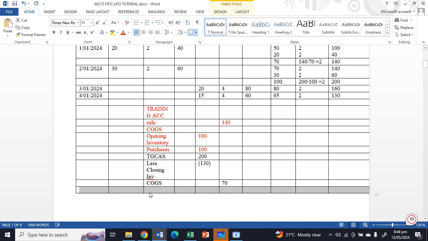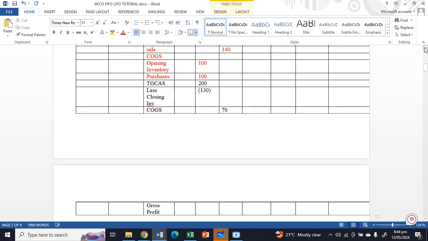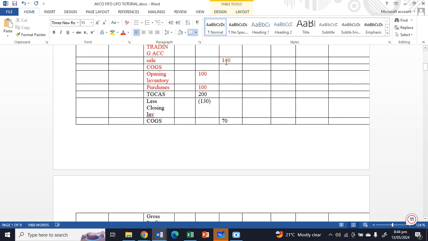And then to get the gross profit, you're just going to say 140 sales minus cost of goods sold, 70. So 140 minus 70, our profit is 70 kwacha. And that is the gross profit for this firm.